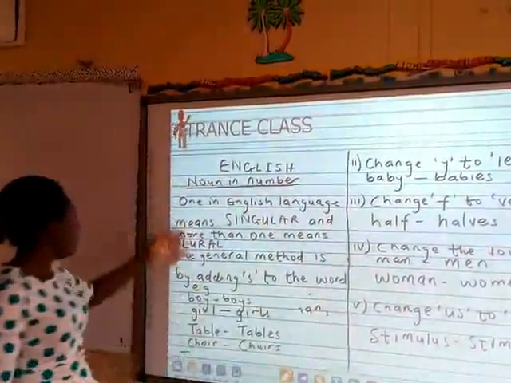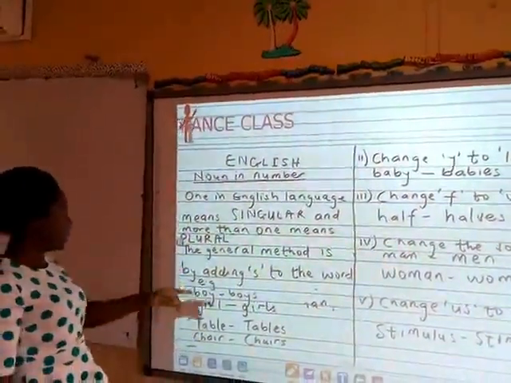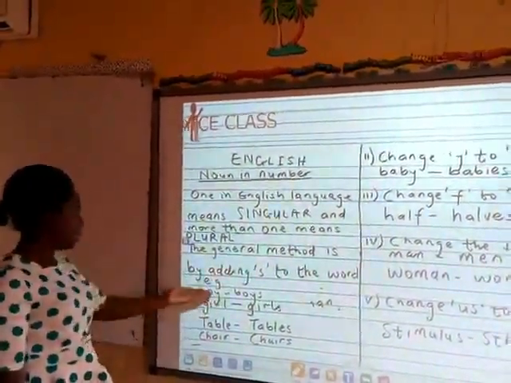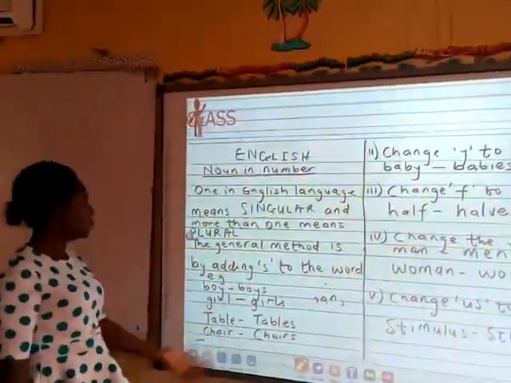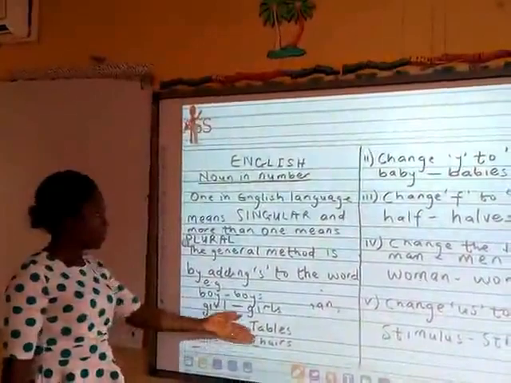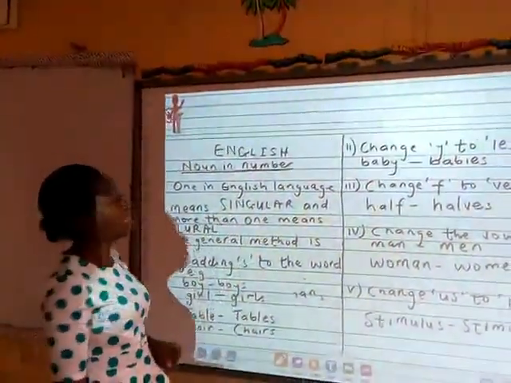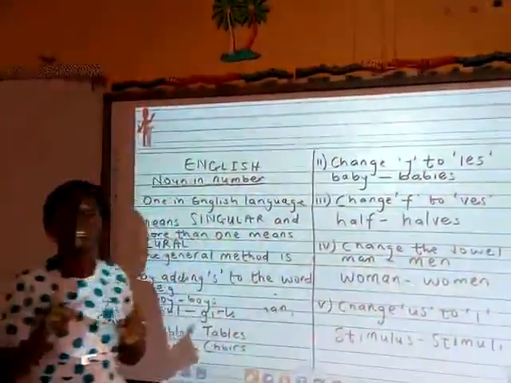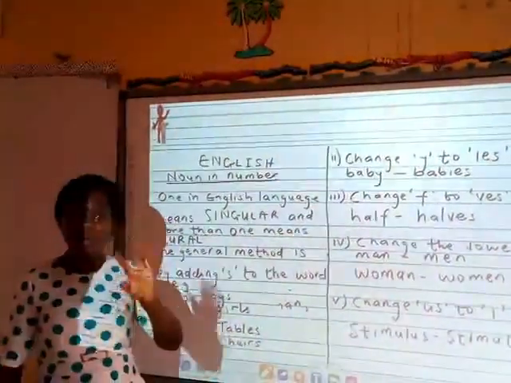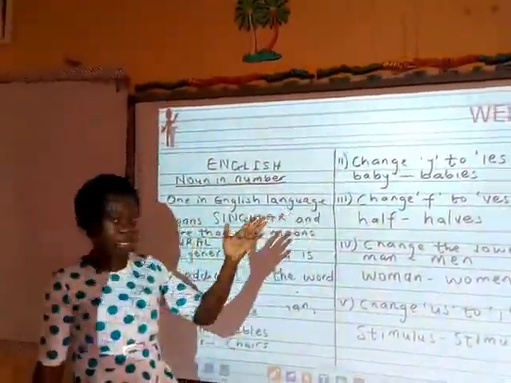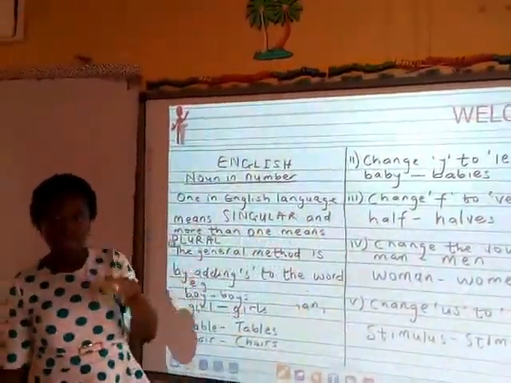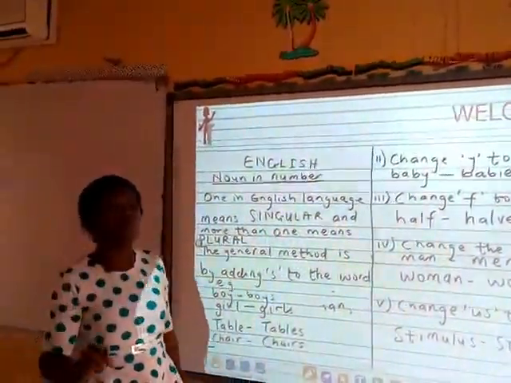So I have them here already. The first one I told you is by adding s. For example, boy, boys, girl, girls, table, tables, and chair, chairs. The next method is by changing, when a particular word ends with y, then we change the y to ies. Baby, then you have babies. I know you have example. What about lady? You remove the y and you change it to ladies.